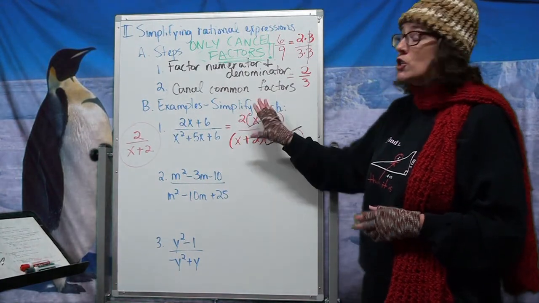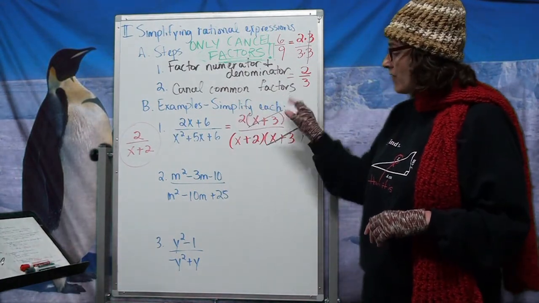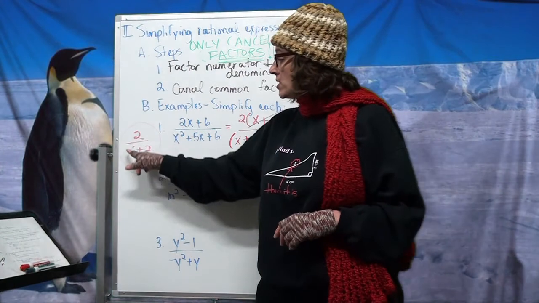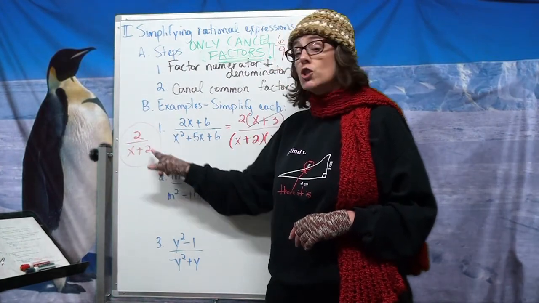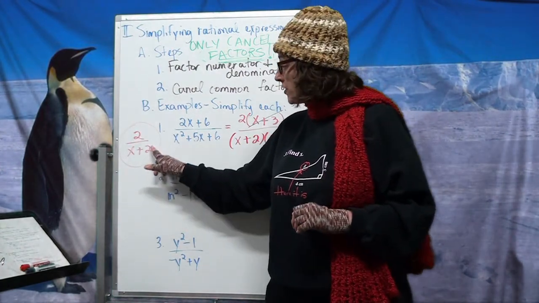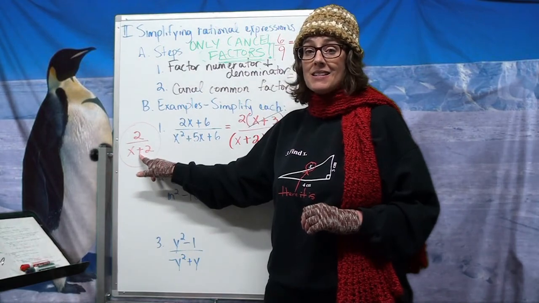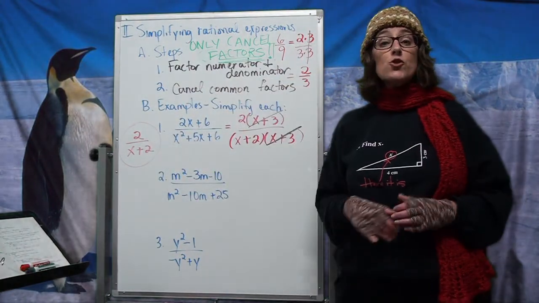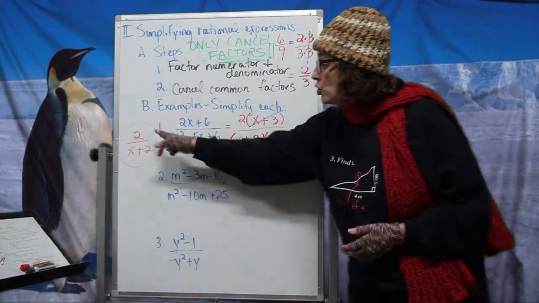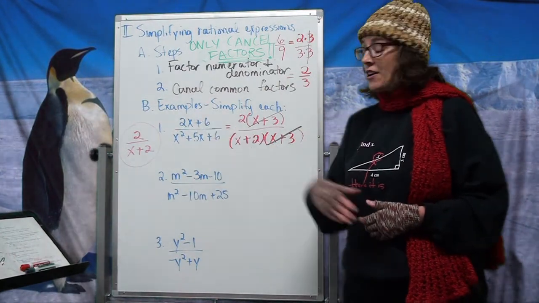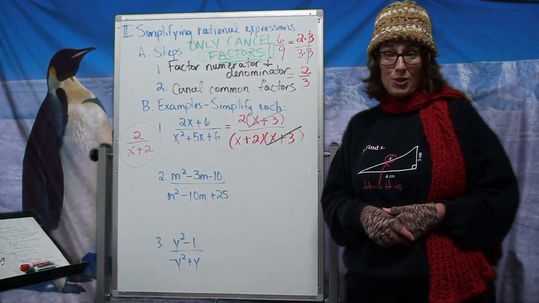And even so, once I've gone through this and canceled out the x plus 3's, notice here a lot of people will try to cancel the 2's. But recall, this 2 is being added to the x. That's not a factor. Factors are things that are multiplied together, so the 2's will not cancel. So there it is: 2 over x plus 2.